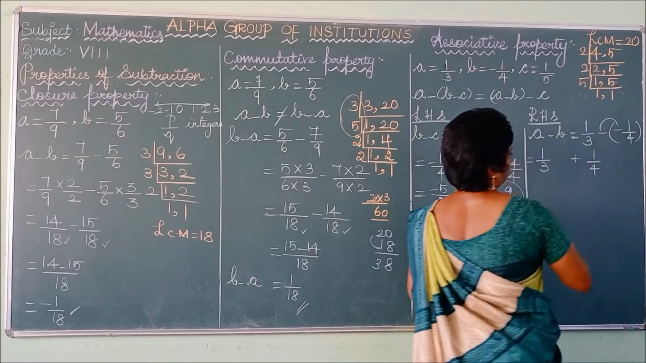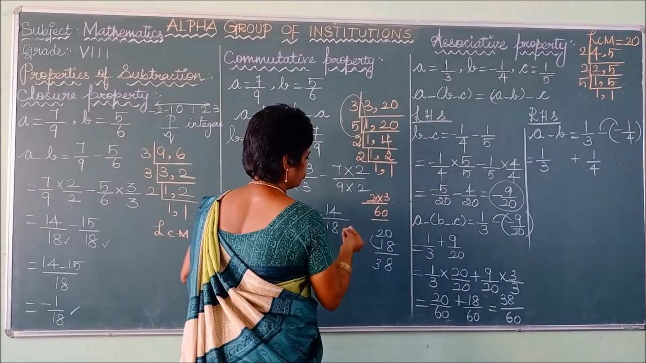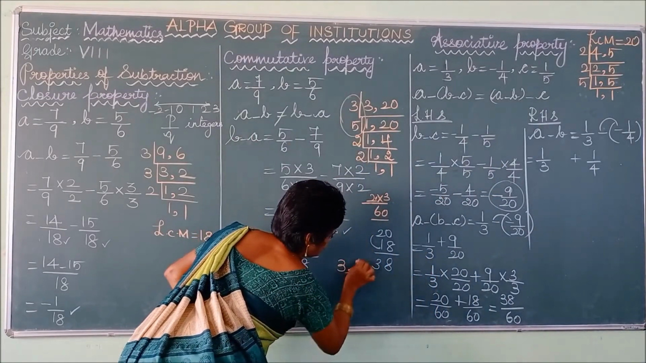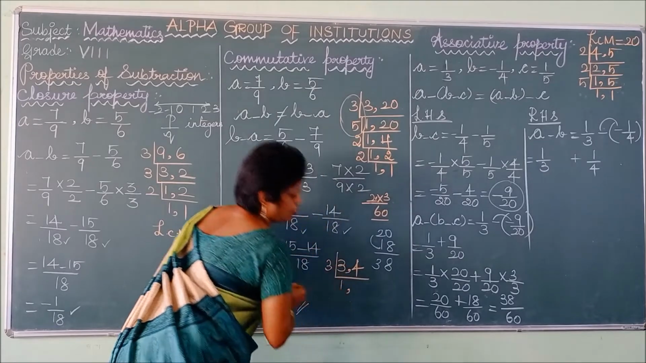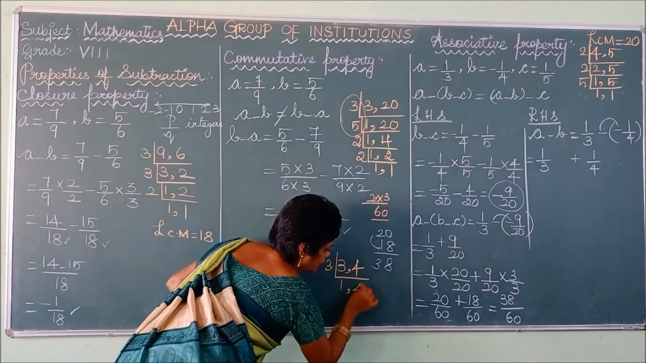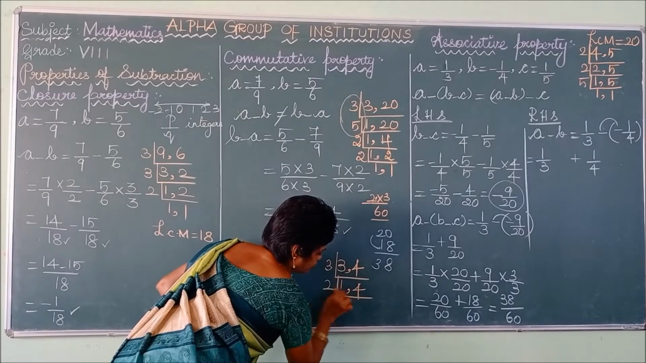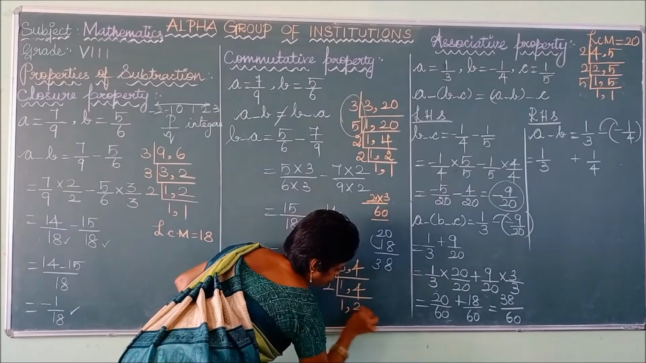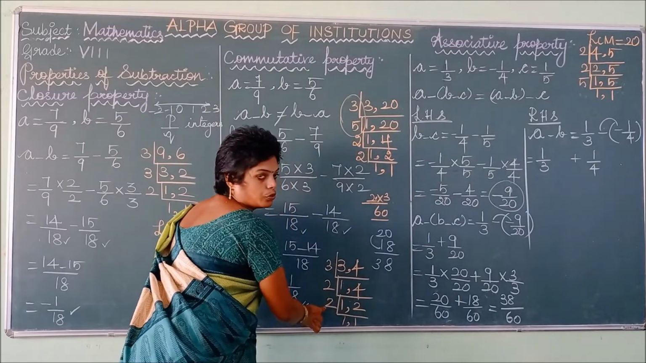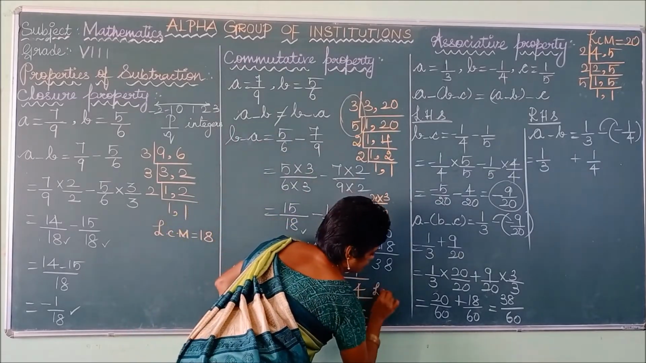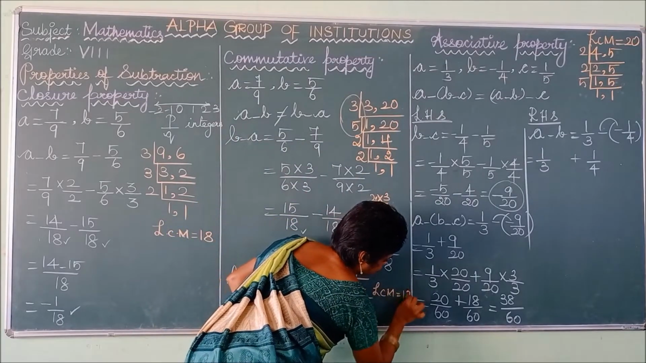So 3 comma 4, both are different. So you have to take LCM for 3 comma 4. 3 comes as one time, 4 comes as it is, then 2 table, 1 time, 2 time, again 2 table, 1 comma 1. So 2 twos are 4, 4 threes are 12. Our LCM is 12.